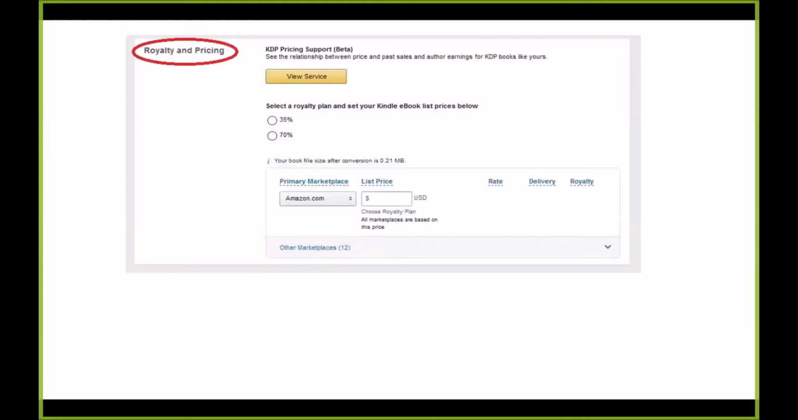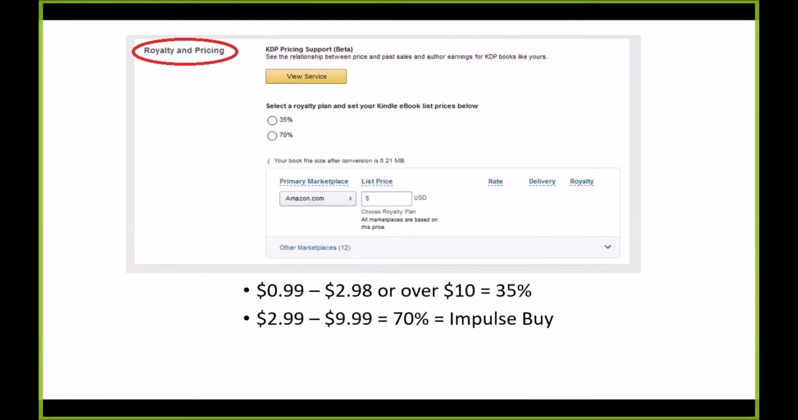So, royalty and pricing: what do you price your book at? Amazon considers $3 to $10 an impulse buy. So 99 cents to $2.98, or over $10, they give you a 35% royalty share. $2.99 to $9.99, you get 70%. They consider it an impulse buy. So at $9.99, you get $7.